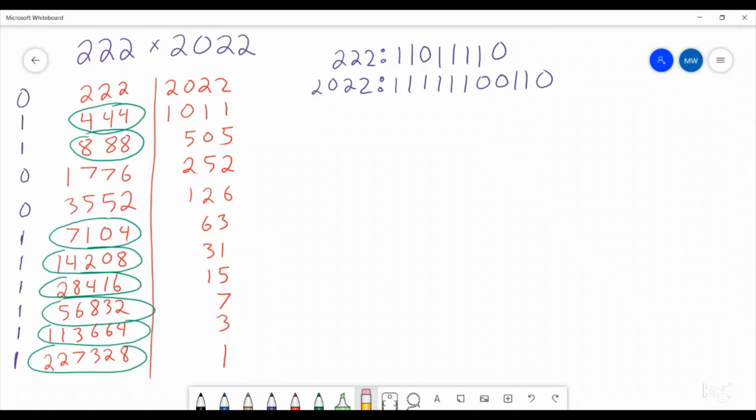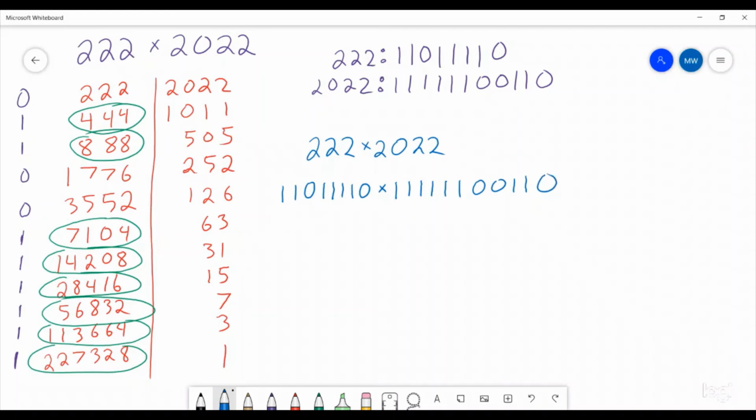So what does multiplication in binary look like? Well, if I want 222 times 2022, how would a computer calculate this? Well, what it would do is it would convert each of these numbers into binary. So it'll say, well, I'm going to just do 1101110. Whoops, I forgot a 1. Times 11111100110. And what does that look like?